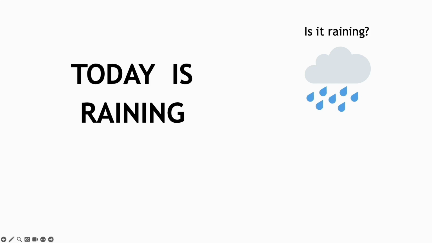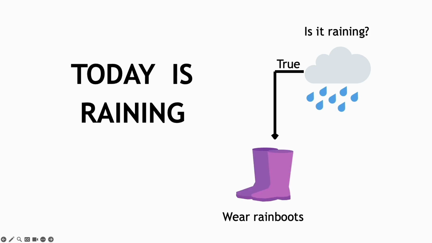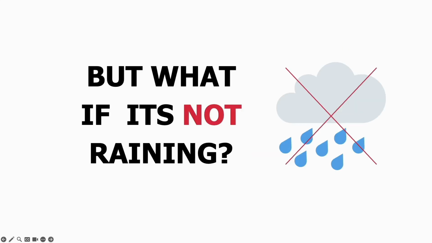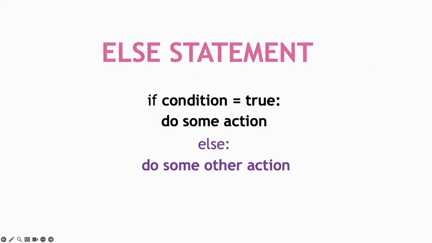Let's look at this statement. Today is raining. So our first statement is, is it raining? If this is true, then we must wear rain boots. But what if it's not raining? That's where something called an else statement comes into play. If the condition is true, we do some action. If else, or if the condition is not true, we do a different action.